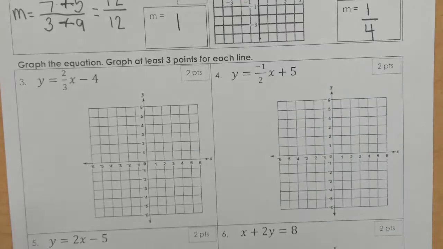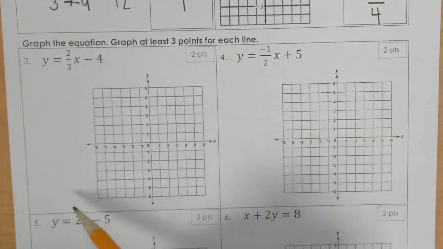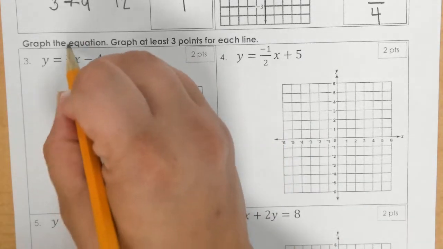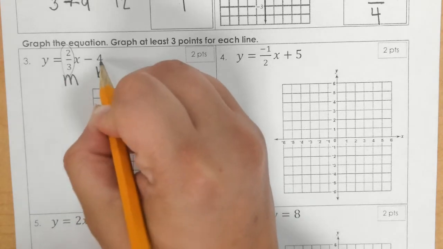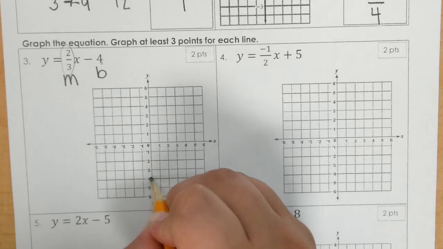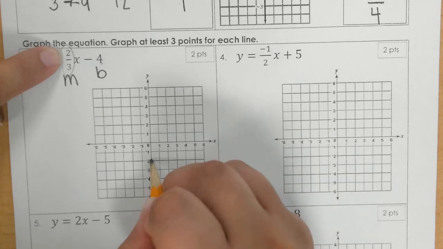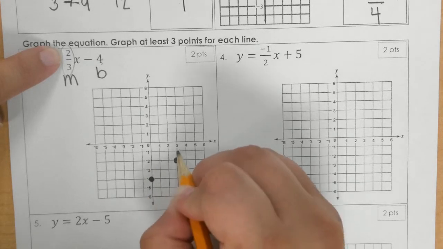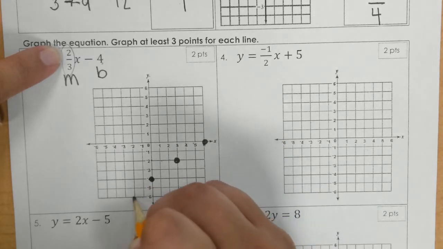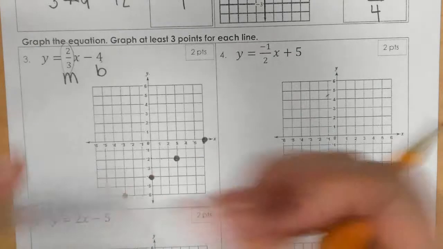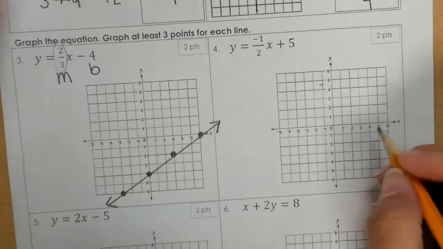For 3 and 4, I'm just graphing these in slope-intercept form. And it says you need to graph at least 3 points. I prefer that you graph the entire graph. So my 2/3 is my slope. My last number, -4, is my b. This is where I begin. So on the y-axis, I begin at -4. And then I will rise 2 and run 3. And then I will go down to left 3. Make sure you have arrows on your line.